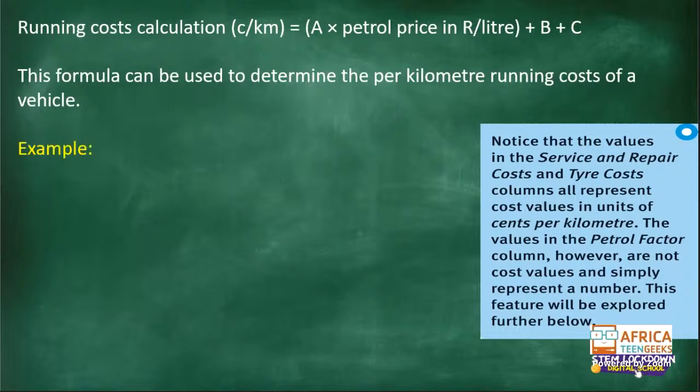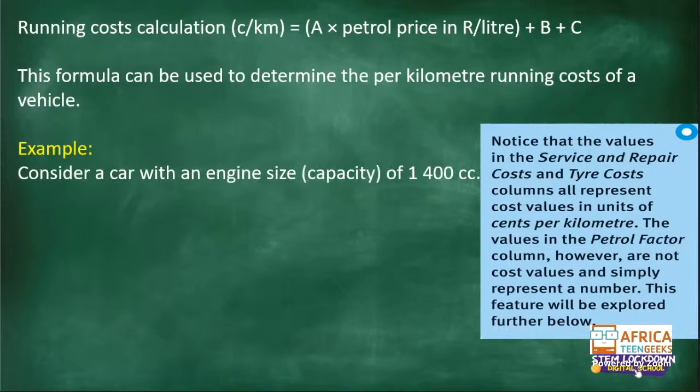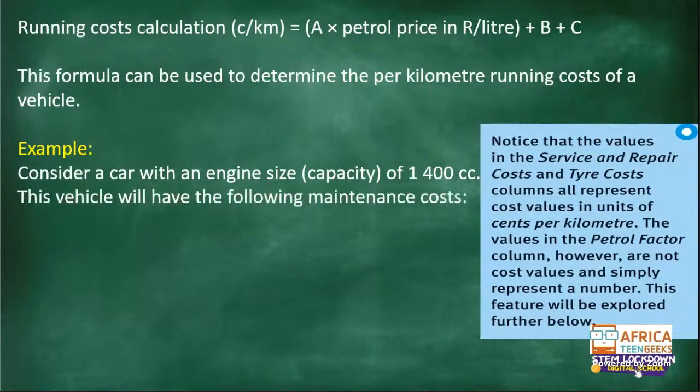So here's an example that we're just going to look at. And of course, this is a very important example where we are considering a car with an engine capacity of about 1,400 cc. So that is our engine capacity there. So you consider a car with an engine capacity of 1.4, as they call it, or 1,400.